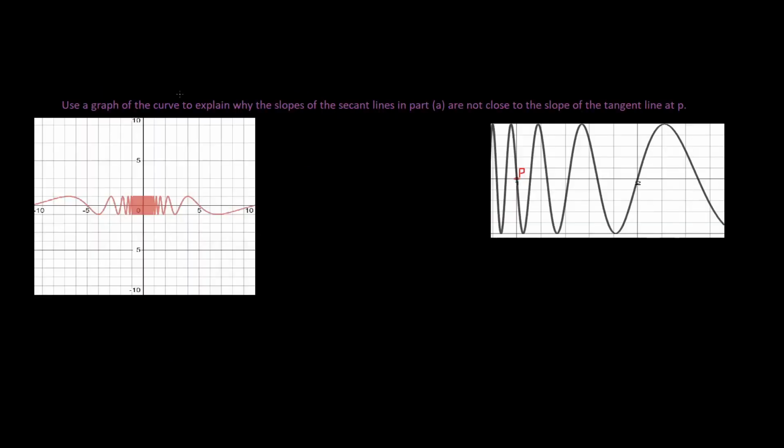Alright, so now it says use a graph of the curve to explain why the slopes of the secant lines in part A are not close to the slope of the tangent line at P. We'll use Desmos. If you don't know what Desmos is, I'll leave it down in the description. So I plugged it into the Desmos calculator. It's a free calculator online. And this is what the curve looks like. This is our point P. Now I want you to take a look at this curve, and our P is right here.